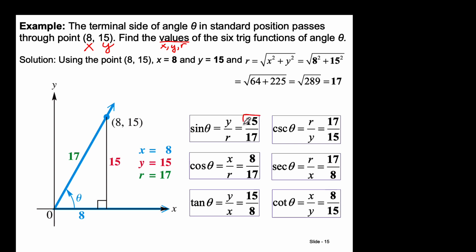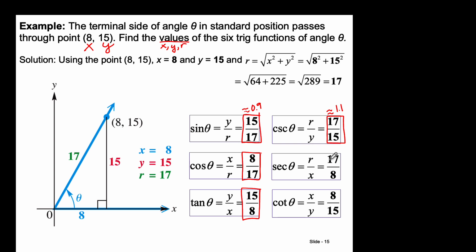I want to point out that these are the exact values of the trig functions. Had you been asked to approximate these to the nearest tenth, you could just pick your calculator up and type in 15 divided by 17. Let me actually do that right now. 15 divided by 17, rounded to the nearest tenth, is approximately 0.9. Let's say you were asked for this one in approximation to the nearest tenth. I can do that, 17 divided by 15 in my calculator. I get 1.1.